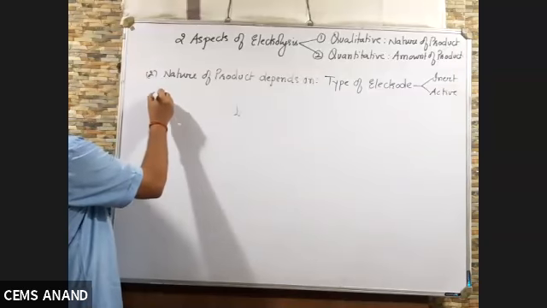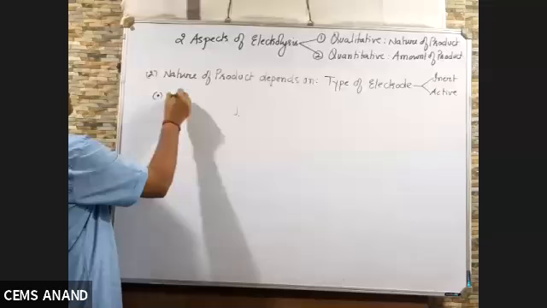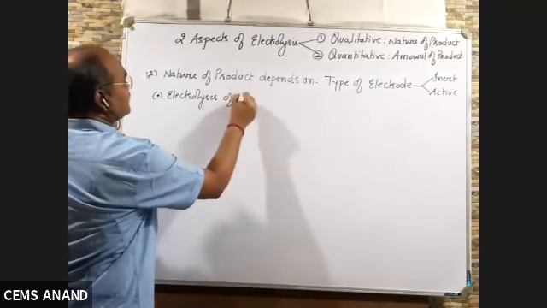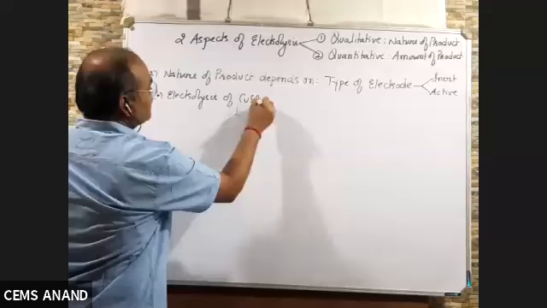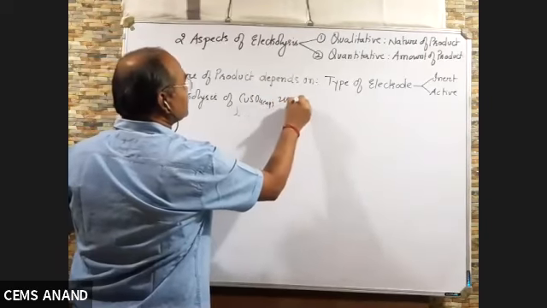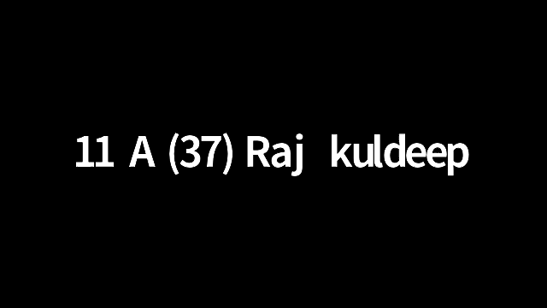First, electrolysis of aqueous CuSO4 using inert electrode, platinum.